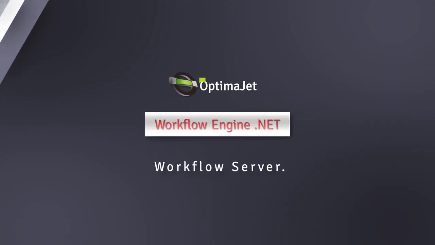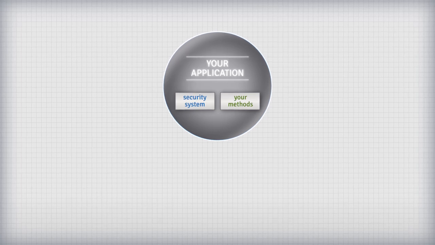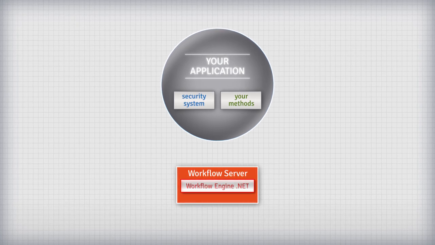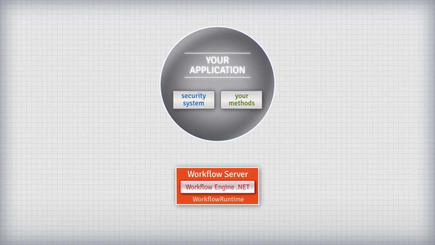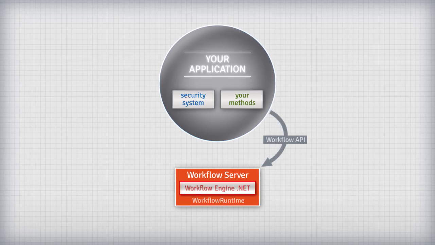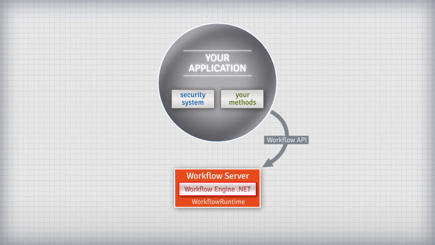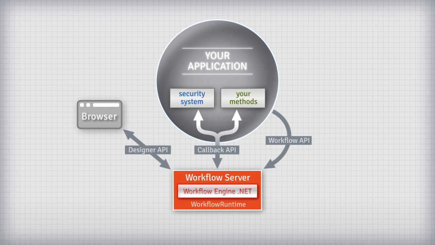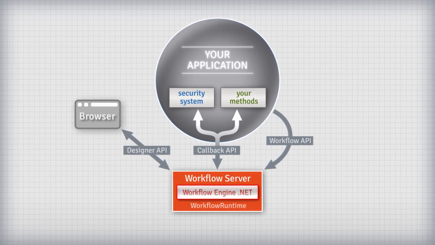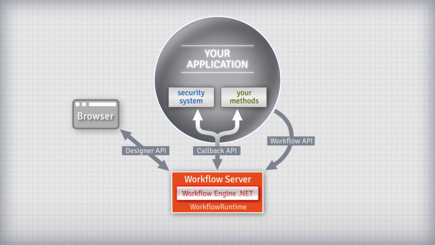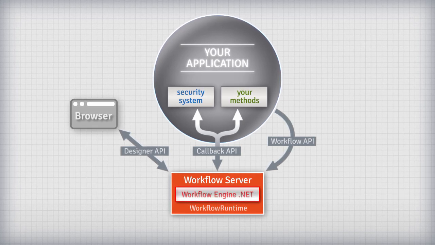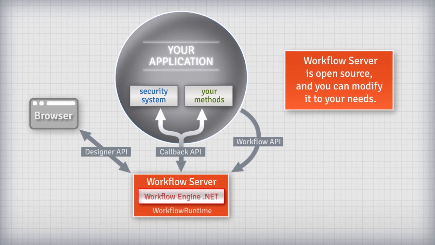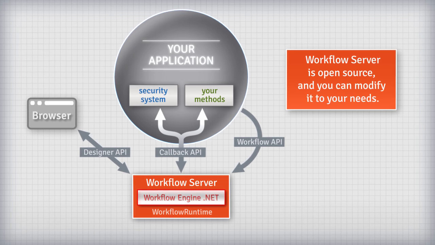Workflow Server. If you want to deploy WorkflowEngine.net outside your application, you can use Workflow Server. It is a separate HTTP service that contains workflow runtime. There are 3 types of API. Workflow API implements basic operations from workflow runtime. Designer API implements the designer's server interface. Callback API is used to call external methods such as external implementations of iWorkflow Rule Provider, iWorkflow Action Provider, etc. Calls use HTTP POST. Workflow Server is open source and you can modify it to your needs.